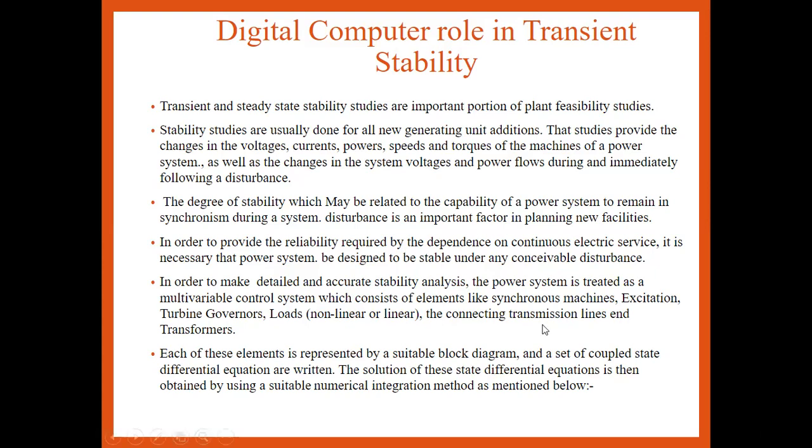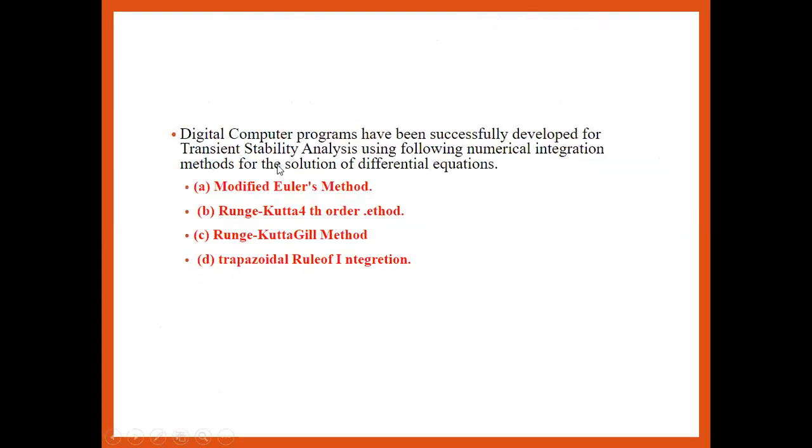Okay, so what are the different methods? Number one, modified Euler methods, even Runge-Kutta methods, Runge-Kutta fourth order method, Runge-Kutta-Gill method, even the trapezoidal rule of integration. It is a little bit different method that can be implemented manually also, and on the digital computer also. But the digital computer we have to use to analyze a multi-machine system.